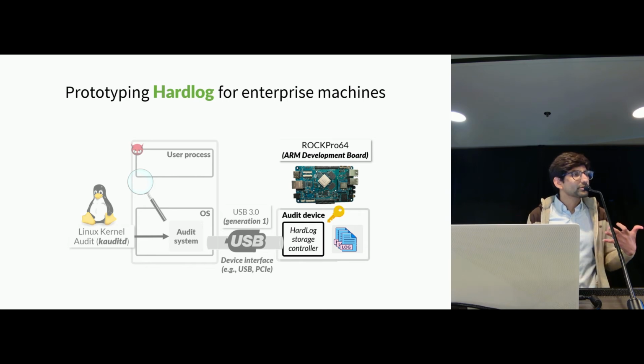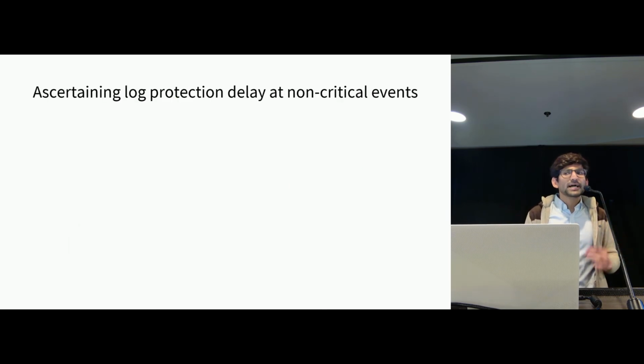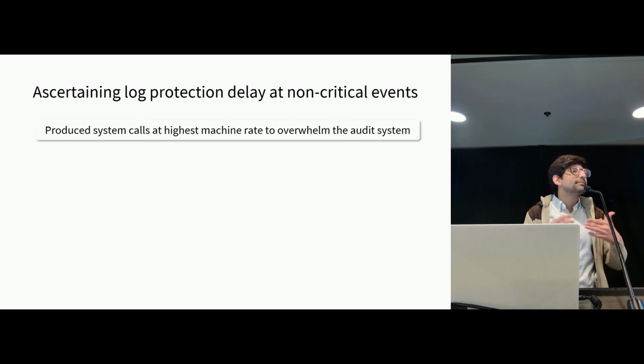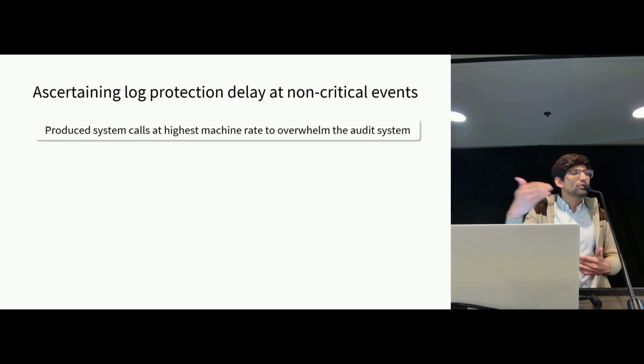With the prototype that we built, the first thing we wanted to check was what exactly is the log protection delay incurred at non-critical events. As I mentioned, the audit system is isolated from all remaining background processes. So the only recourse for an attacker to delay log protection is to produce system calls at the highest machine rate and overwhelm the audit system and stop it from protecting system logs.